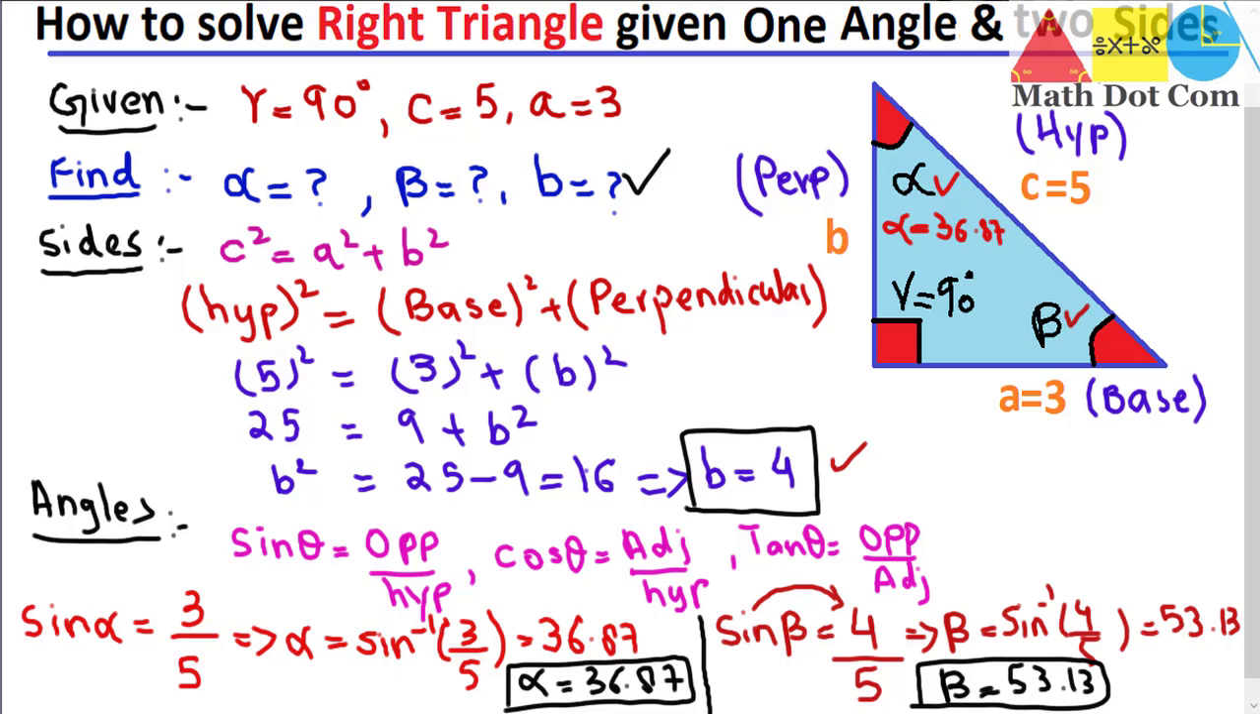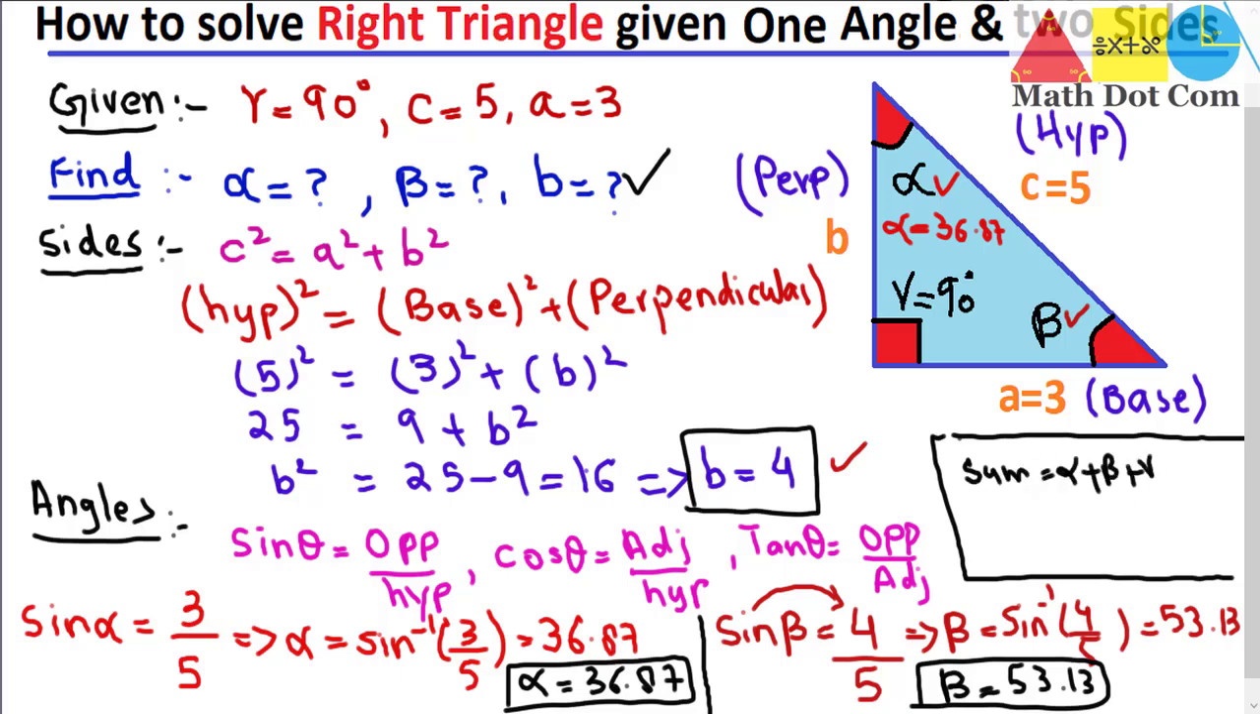This is how you can solve a right triangle given two sides and one angle, by using the trigonometric ratios and the Pythagoras theorem. One important thing to keep in mind is that you can check whether the angles that you have found are right or not. You have to sum all the angles. If it is equal to 180 degrees, it means you have found the angles correctly. The sum of all three angles, alpha plus beta plus gamma, must be equal to 180 degrees in a triangle.